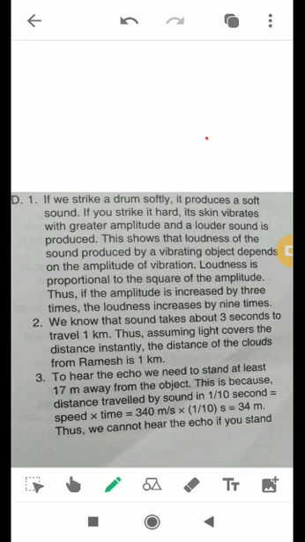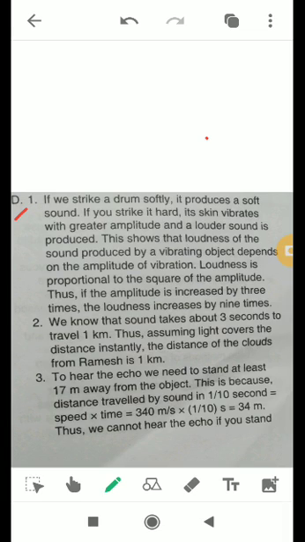Now the answer. If we strike a drum softly, it produces a soft sound. If you strike it hard, its skin vibrates with greater amplitude and a louder sound is produced. This shows that loudness of the sound produced by a vibrating object depends on the amplitude of the vibration. Loudness is proportional to the square of the amplitude. Thus, if the amplitude is increased by 3 times, the loudness increases by 9 times.